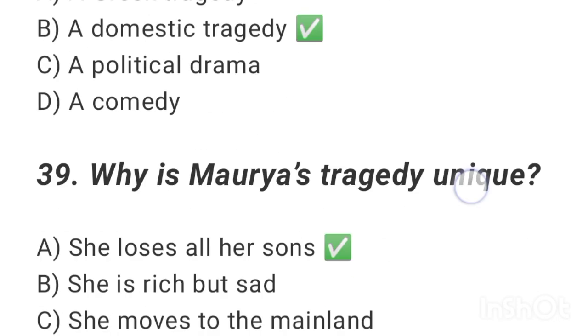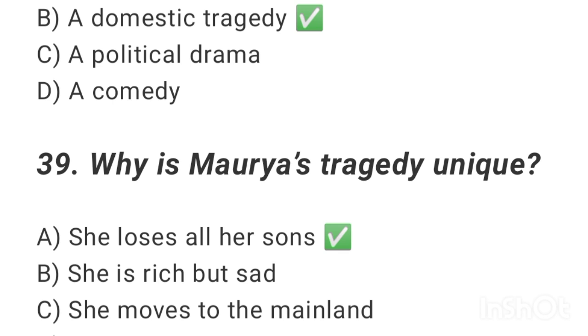Very important question. And the last question, why is Maurya's tragedy unique? Because she loses all her sons. Her fate is dead. She is no more sorry, because she has lost all the sons in the sea, and now she is very indifferent towards nature, towards the sea. Everything has been snatched from her life, only 2 daughters with whom she has to spend her whole life. So these are the answers of the questions.